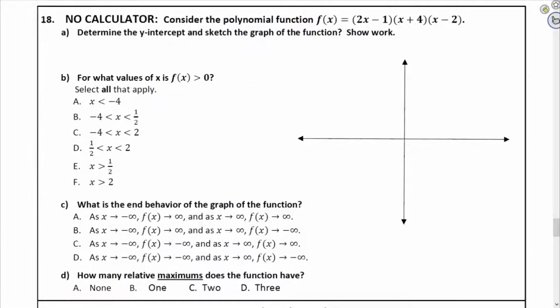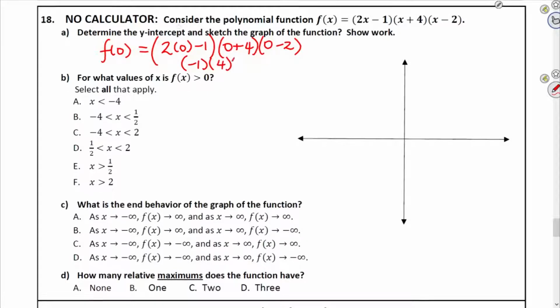Okay, no calculator. Consider the polynomial function, and there's that polynomial function. Okay, determine the y-intercept, and sketch the graph of the function. Well, I can find the y-intercept by plugging in f of 0. Okay, so plugging in 0 into x, let me put this in a bigger parenthesis, 2 times 0 minus 1, 0 plus 4, and 0 minus 2. Okay, so 2 times 0 is 0, so I just get negative 1. 0 plus 4 is 4. 0 minus 2 is negative 2. Negative 1 times 4 is negative 4. Negative 4 times negative 2 is a positive 8. Okay, so the y-intercept is positive 8.